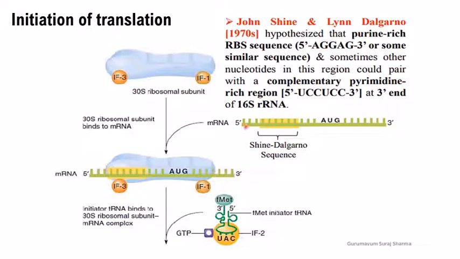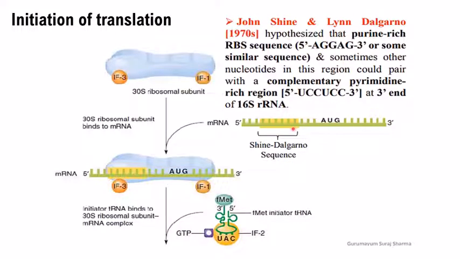This mRNA molecule has a particular region called the Shine-Dalgarno sequence, also called the SD sequence. This sequence is also referred to as the ribosome binding site. It is this site which helps in binding of mRNA to the ribosome. The ribosome also has a particular section within it called 16S rRNA. This 16S rRNA present in the 30S subunit of the ribosome is rich in pyrimidine.